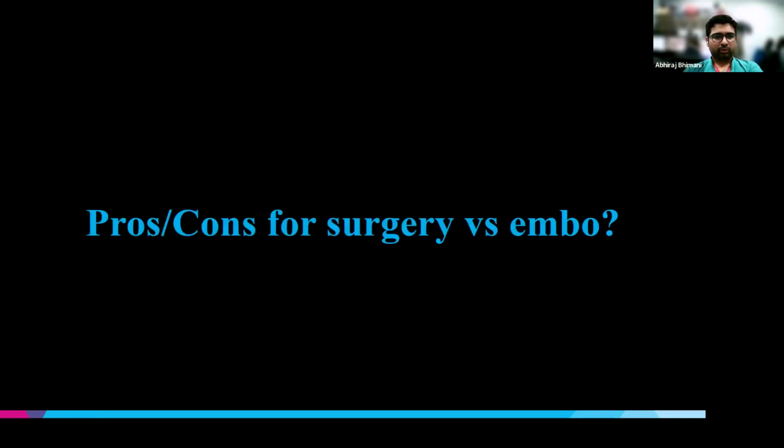So, on to Emily. What do you think would be the pros and cons for surgery versus embolization for dural fistula? Just knowing their general risks.